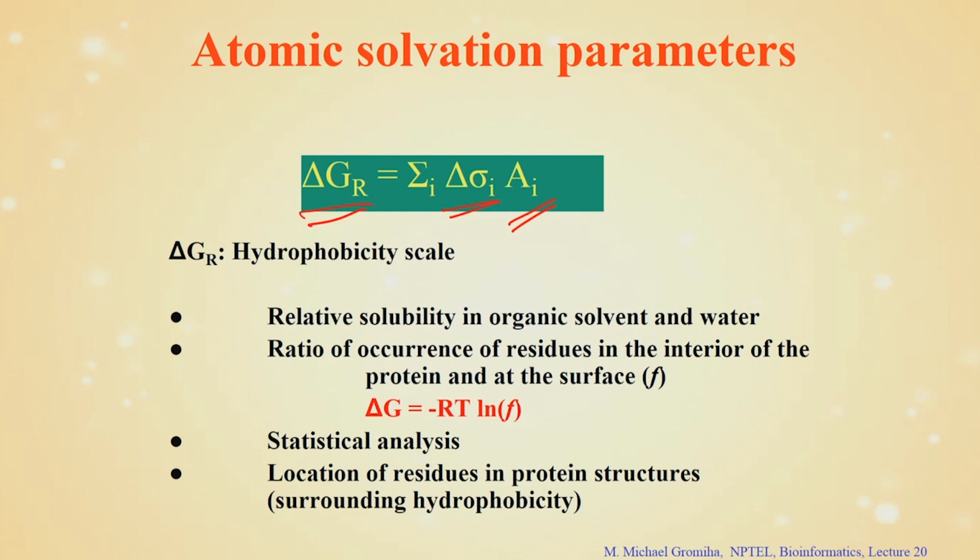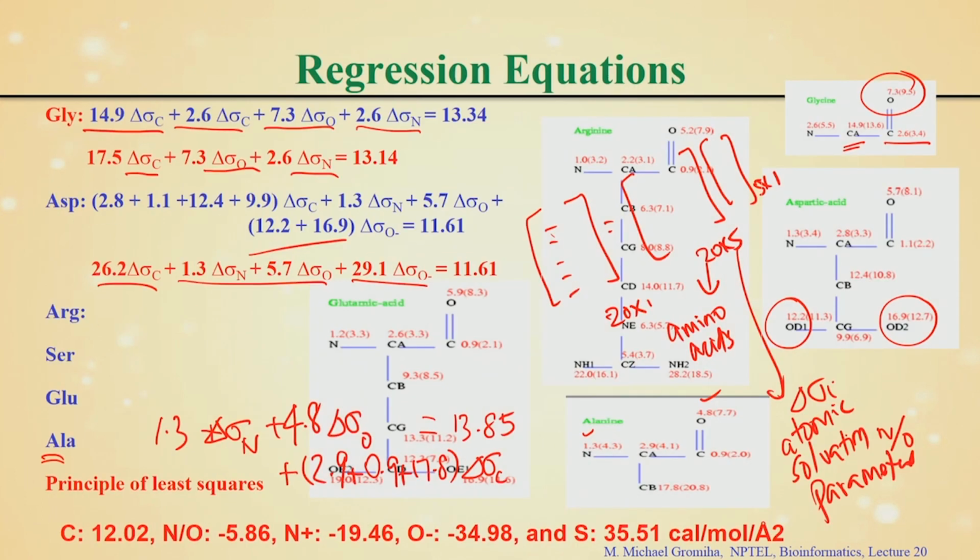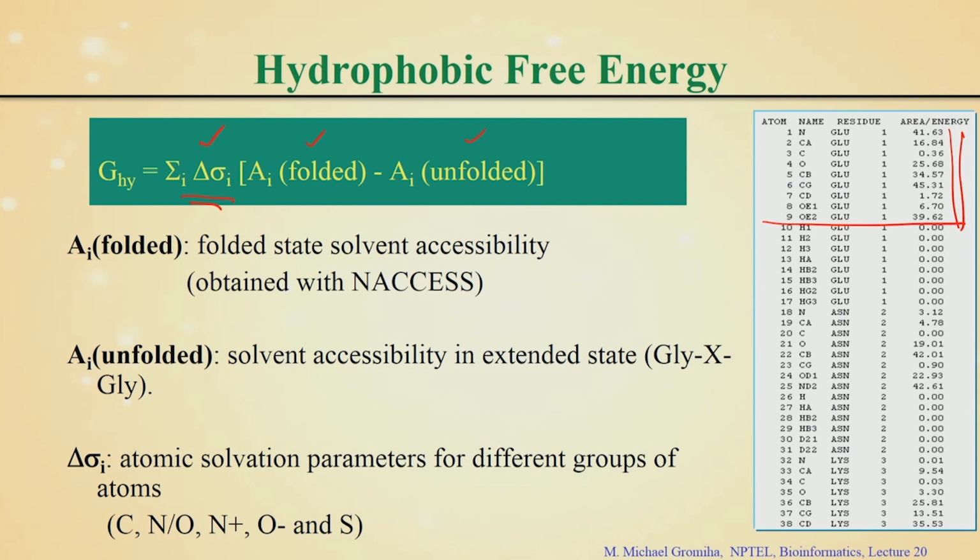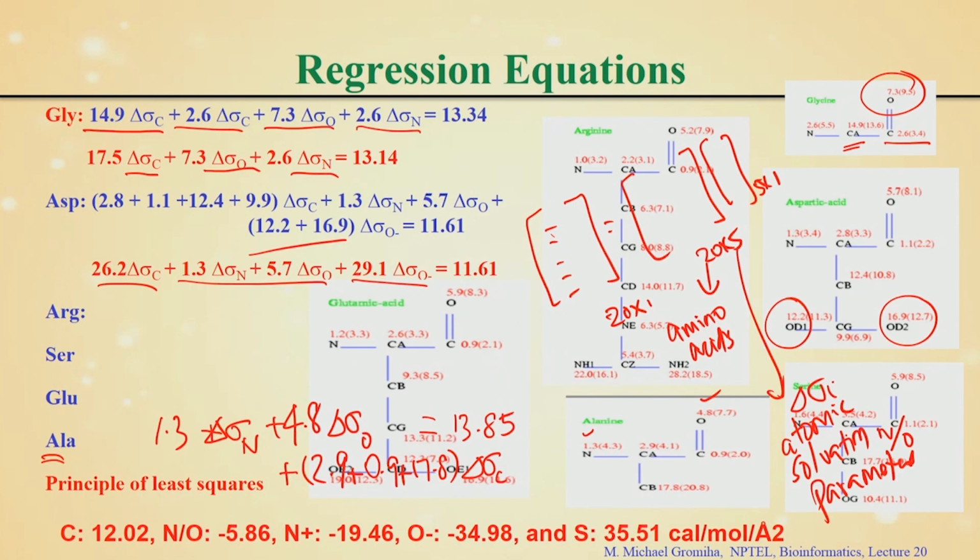So we can calculate the hydrophobic free energy. How to calculate the hydrophobic free energy? Delta H, for example, if we take this one. If we take the N and O, we can join them together. In this case 41 minus the unfolded set, which we will get from this figure, and then again for the O 25 minus the value you can see from this one, multiplied by the value for N and O, minus 5.86.